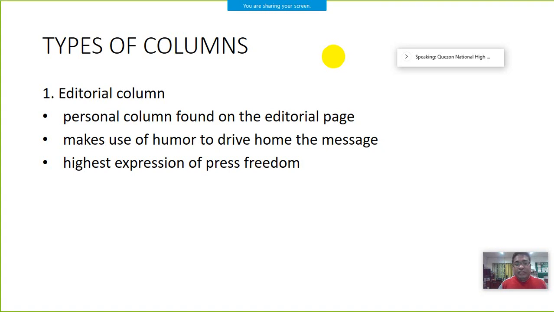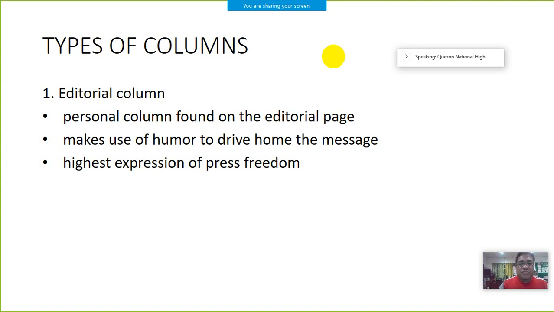Now, what are the types of column? Obviously, we have the editorial column, because the editorial pages of our publication are flooded with editorial columns. What makes an editorial column? It's a personal column found on the editorial page discussing sensible, current, and timely topics that most of the people can relate to. In the case of a campus publication, most of the students can relate to. It makes use of humor to drive home the message. But sometimes the column might be too serious. And yet sometimes there are columns witty enough to drive home the message.